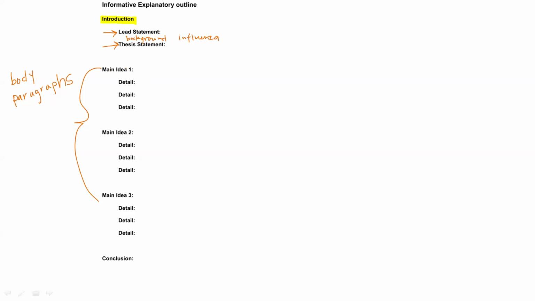For the first main idea, what should we cover here in our first body paragraph? What is the flu? Right? What is it? What does it look like when people are sick? They're sick in bed. They may have headaches. They may have fevers. They may have chills. So these are the details. You can select 3 details that you want to explain. And for detail, I would also say fact, right? Fact that would support what the flu is.